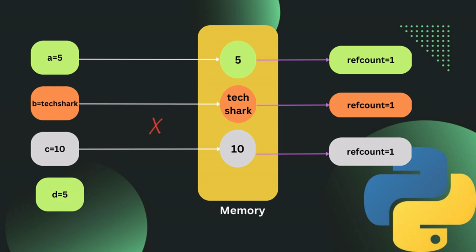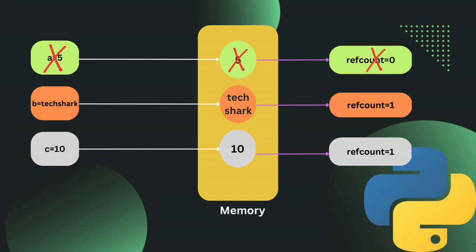Now consider a case where I have deleted the reference D completely. When I have deleted a reference, the object 5 will not be deleted from memory because in Python, the object will be deleted from memory if and only if the reference count for that object becomes 0. Here in this case, even after deletion of D, there is still one more reference pending for object 5, which is A. A is still pointing to 5. Hence, the object 5 will not be deleted from memory because its reference count is still not 0, which is still 1.